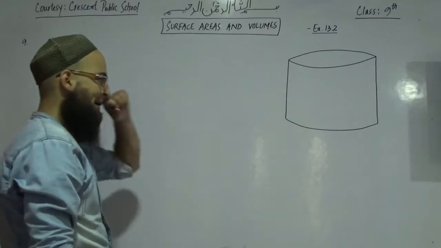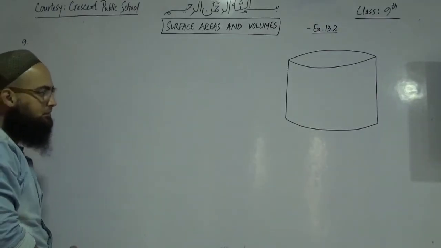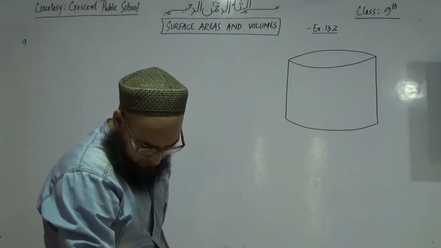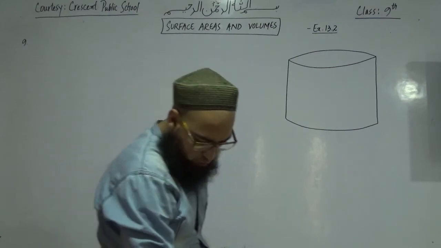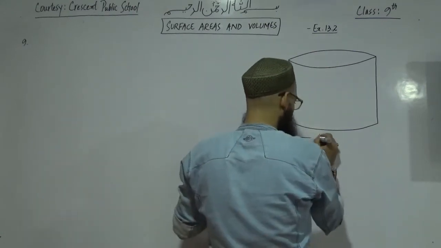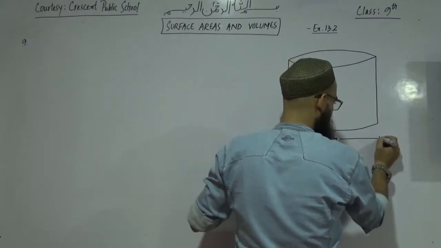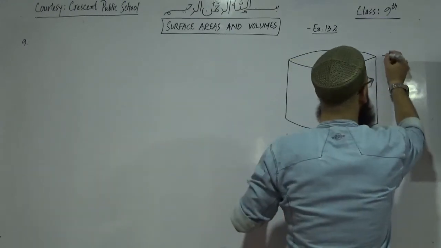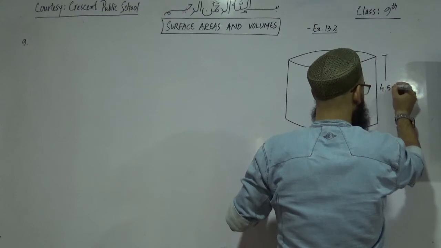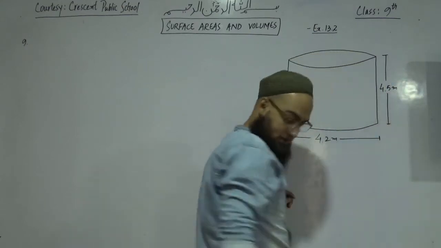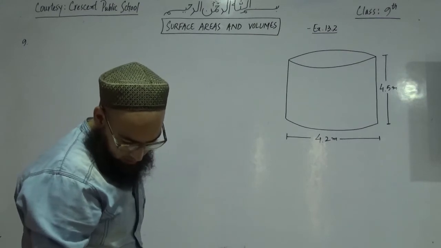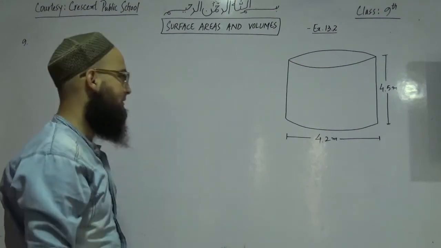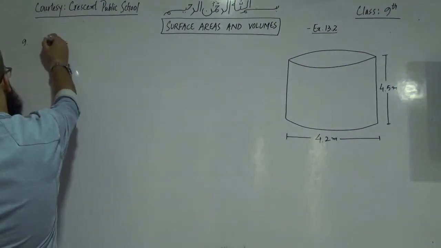This is a closed petrol storage tank, a tank in which petrol is stored. 4.2 meter is your diameter. 4.5 meter high, so height is 4.5 meter. Got it? Find the lateral surface area of this tank. You can find it easily, lateral surface area. Let us see here.